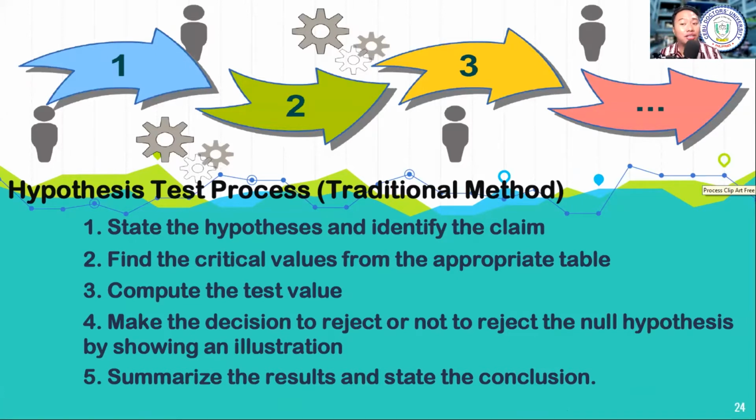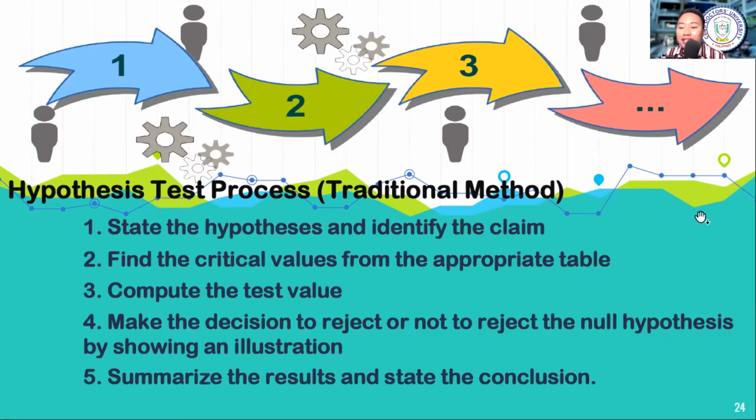I mentioned before there are two methods I'm going to focus on. These are the traditional method as well as the p-value method. So we are going to discuss first the traditional method, and this has 5 steps. One, state the hypothesis and identify the claim. Two, find the critical values from the appropriate table. Three, compute the test value. Four, make the decision to reject or not to reject the null hypothesis by showing an illustration. And lastly, five, summarize the results and state the conclusion.